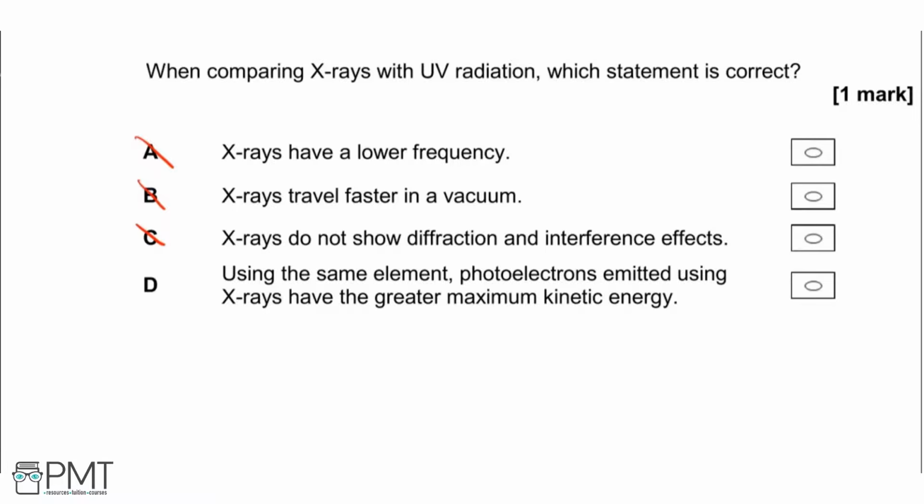Using the same element, photoelectrons emitted using X-rays have the greater maximum kinetic energy. Well, we can actually use Einstein's photoelectric effect equation to answer this, to confirm that it is correct. What we can see from this equation is that the Planck constant multiplied by the frequency of the certain type of radiation is equal to the maximum kinetic energy of the emitted photoelectrons, plus the work function of the material. Now, we're using the same element here, so that work function is going to remain the same. So we need to find a relationship between frequency and maximum kinetic energy.